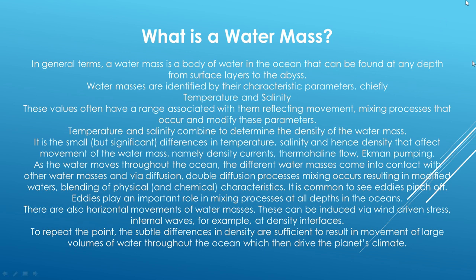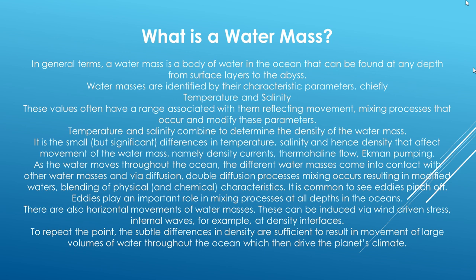In other words, a water mass X might have a temperature range of 9 to 11 C. It might have a salinity range of 34.9 to 35.3 practical salinity units, something like that. These values often have a range associated with them, reflecting movement and mixing processes that occur and can modify these parameters.